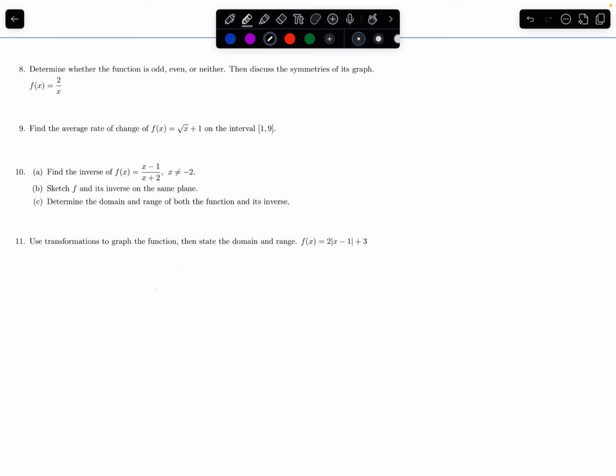So let's get going. Number 8, talking about whether the function is odd or even or neither. Remember, for a function to be odd, that just means that f of negative x is a negative of f of x. And for it to be even, that means f of negative x is exactly f of x. So in this case, we're going to check f of negative x. Original f of x was 2 over x, right? It's going to be 2 over negative x, which is exactly a negative of 2 over x.